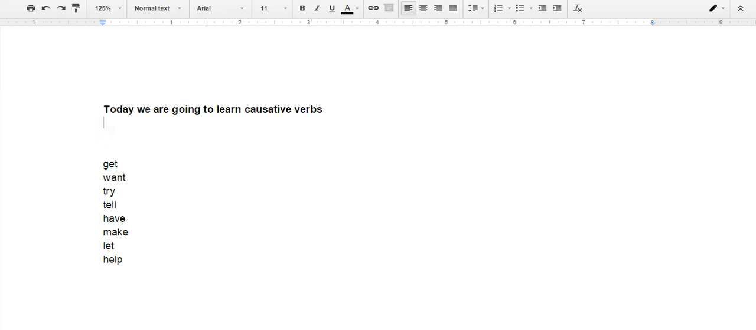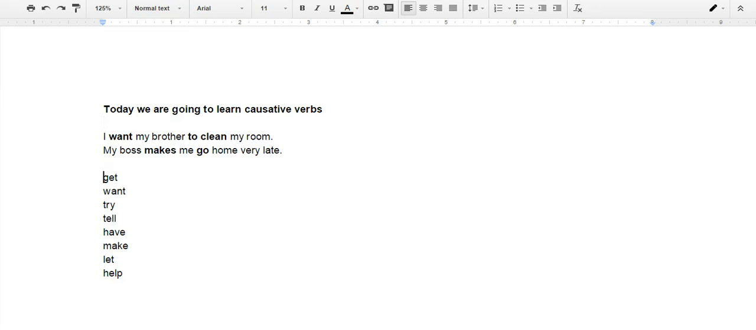So we have a few examples right here. For example, I want my brother to clean my room. Or my boss makes me go home very late. So these are the causative verbs that we're going to be using today.